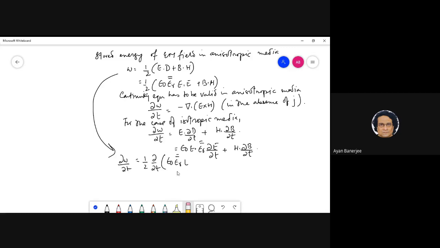Let me write it down anyway, it's easier for you to note. E dot E plus B dot H. Right. Now for non-magnetic media.